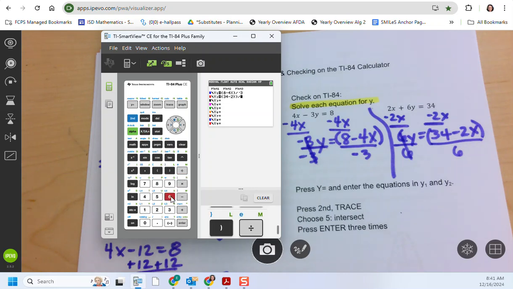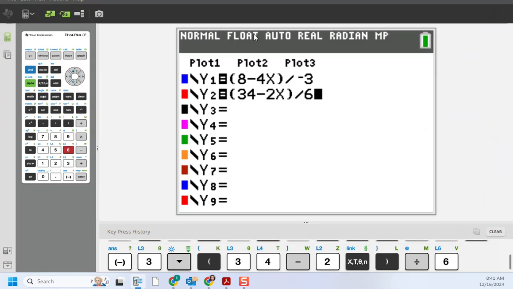Okay. For a lot of you, you'll be able to press graph and you'll see the graph. But for some of you, like my window is all messed up. That's not how I want it to look. So if you think your window might be messed up, press zoom and choose standard, which is choice 6. All right, this is a good window to see it in. Zoom and standard will get you the -10 to +10 window.